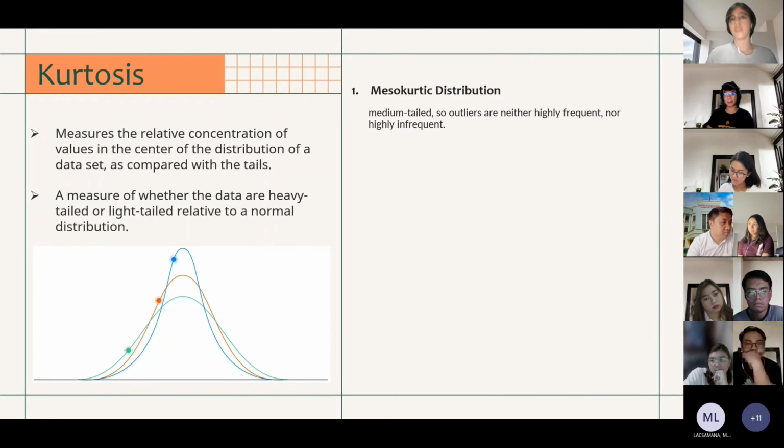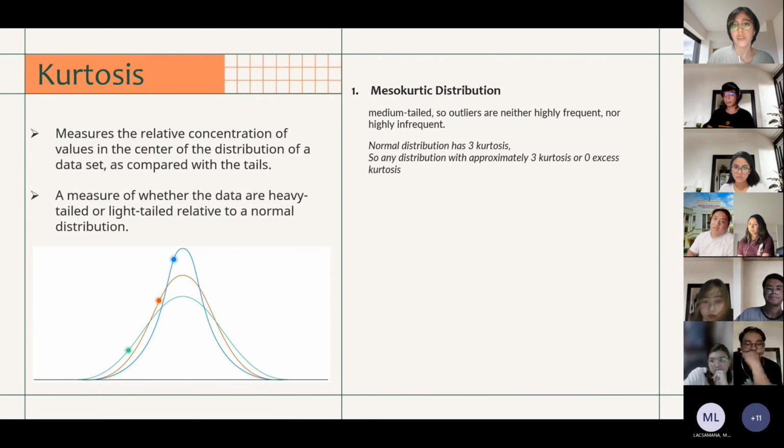One is mesokurtic distribution. It is medium-tailed, so outliers are neither highly frequent nor highly infrequent. So it has three kurtosis. Normal distribution has three kurtosis, so any distribution with approximately three kurtosis or zero excess kurtosis. So mesokurtic, kung mapapansin natin siya dito sa picture sample natin, it is again the orange line.